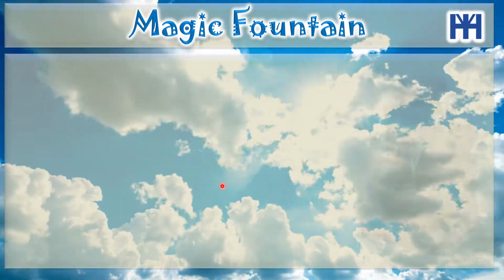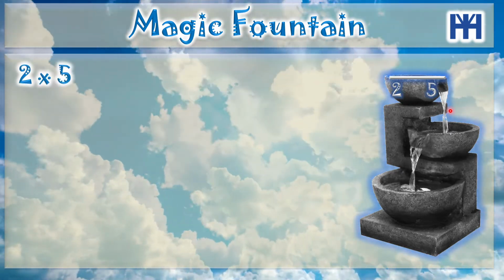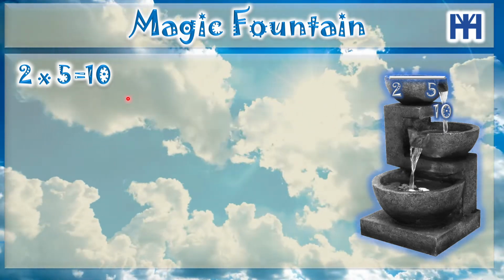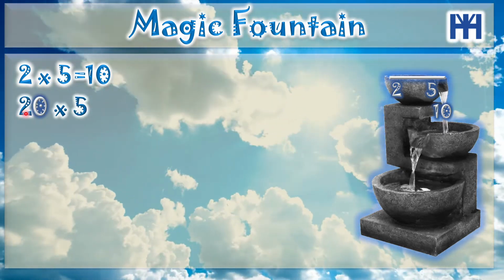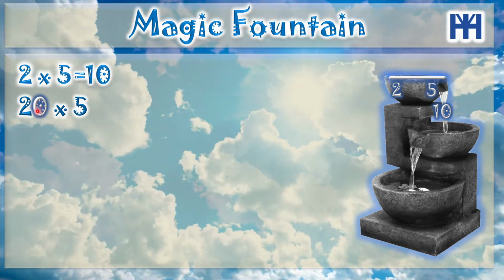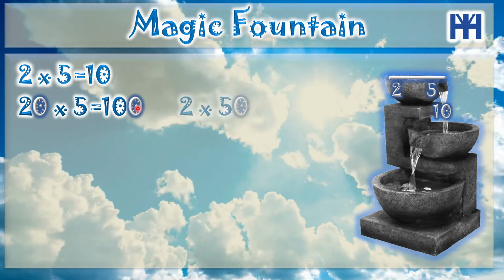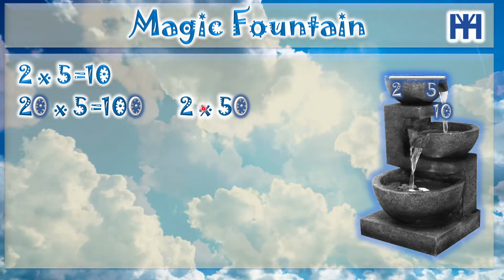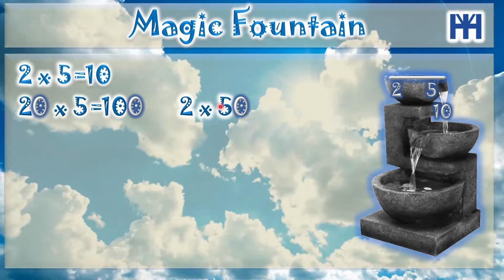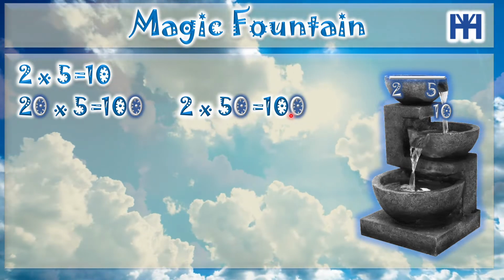Magic fountain. So remember, the combination of 2 and 5 will always give us 10. Okay, what about, let's say, 20 multiplied by 5? It's the same as 2 multiplied by 5 gives you 10, and the 0 here will be added to the 10, so it will be 100. Okay, what about 2 times 50? It's the same as 2 times 5. 2 times 5 is 10, and we will take this 0 with us, so it will be 100.